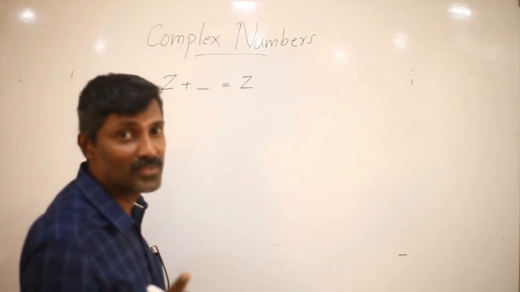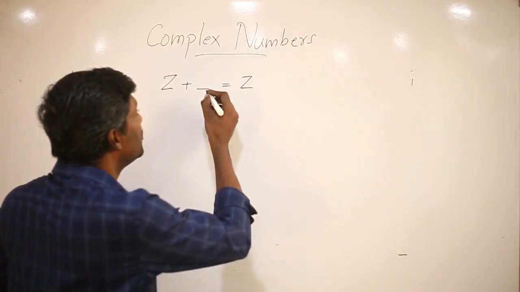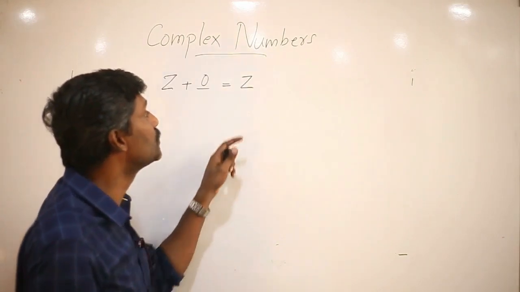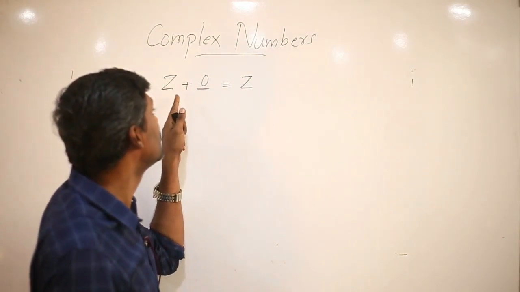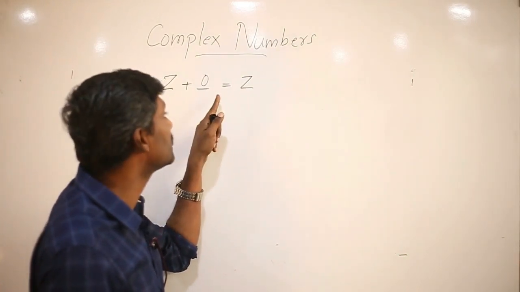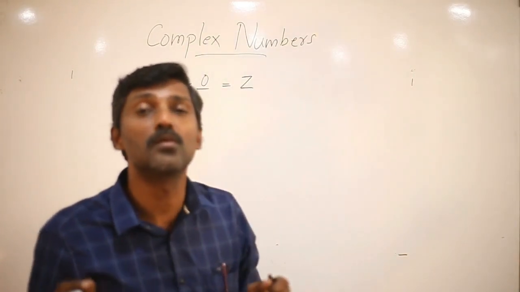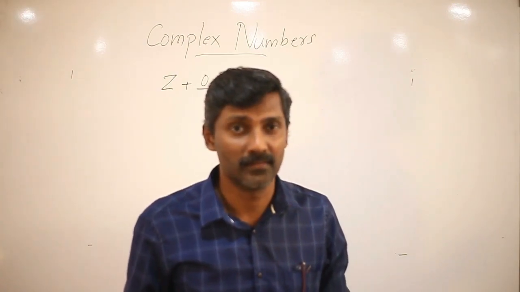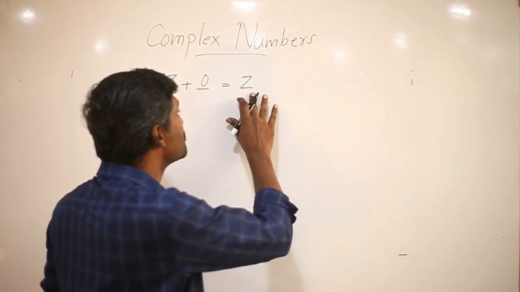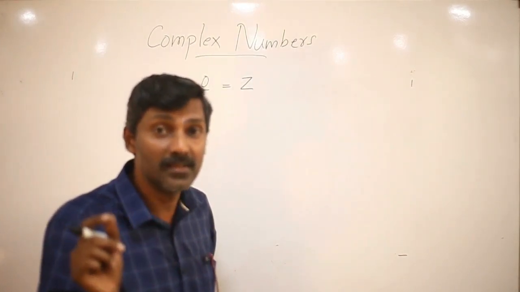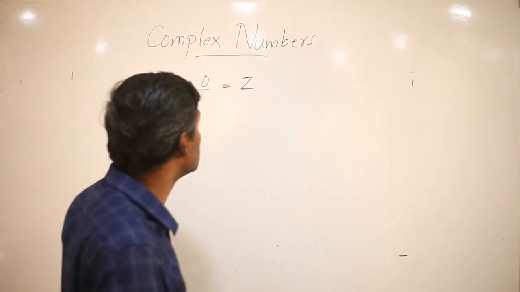That number is obviously 0, right? Z plus 0 gives you Z. So the additive identity of a complex number Z is nothing but 0. When you add 0 to a complex number, you get the same number Z. So 0 is the additive identity of complex numbers.